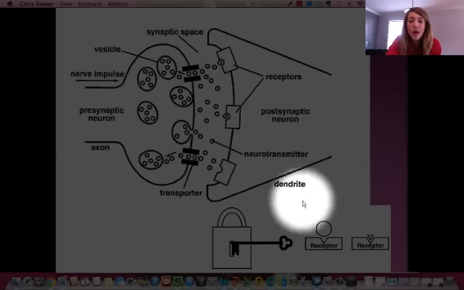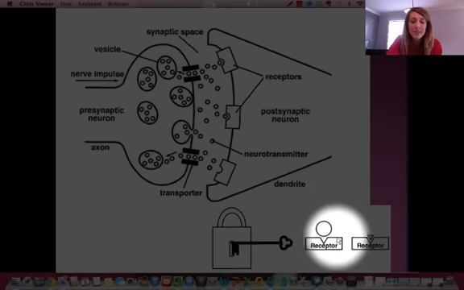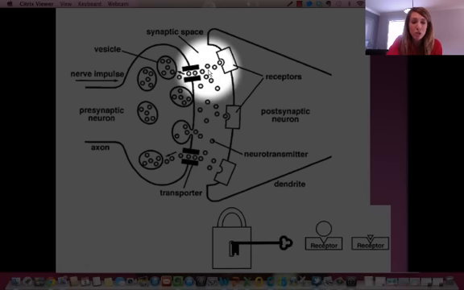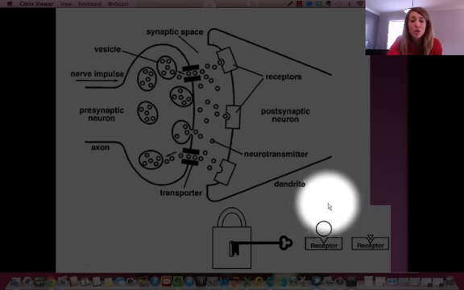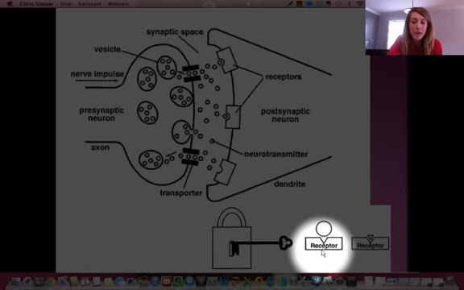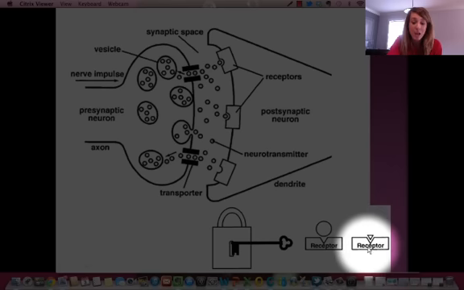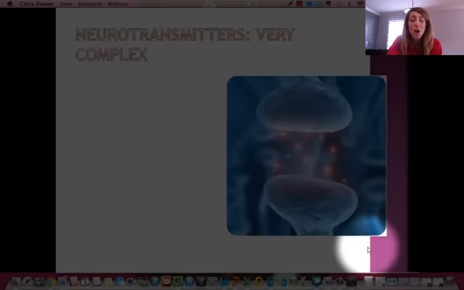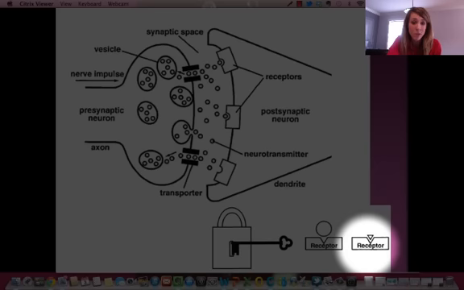And here's the deal, right? All neurotransmitters are like locks and keys. So the neurotransmitter has a special shape and the receptor has a special shape, and they have to match up. Otherwise, they can't send. So if you look here, this neurotransmitter can't send in this receptor, but that one can, okay?